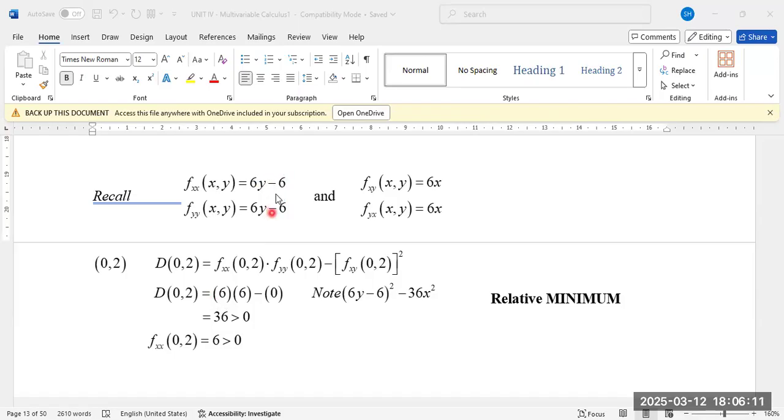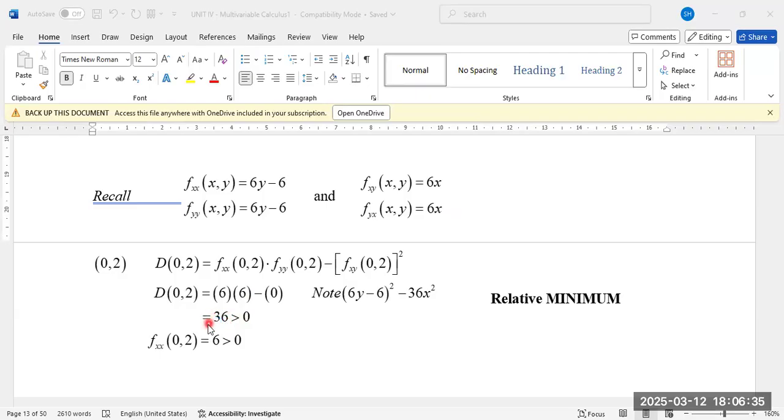Because both functions are the same, f of yy is also going to be 6. But x is still 0, so 6 times 0 is 0. So it's still going to be 0 squared, which is 0. And 6 times 6 is 36. So the value of D here again is positive.